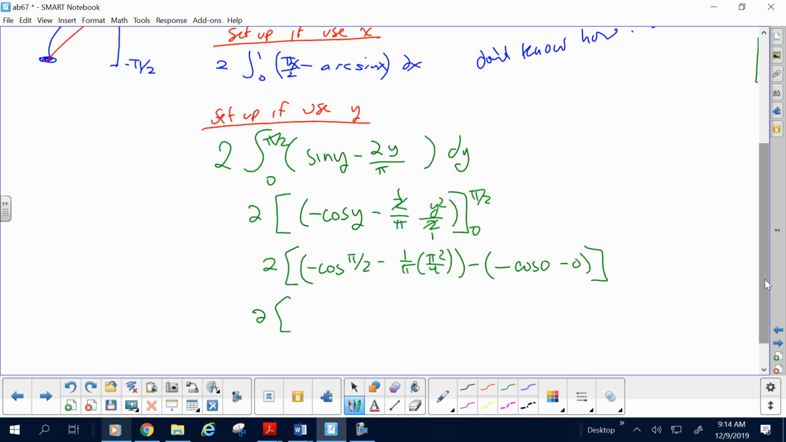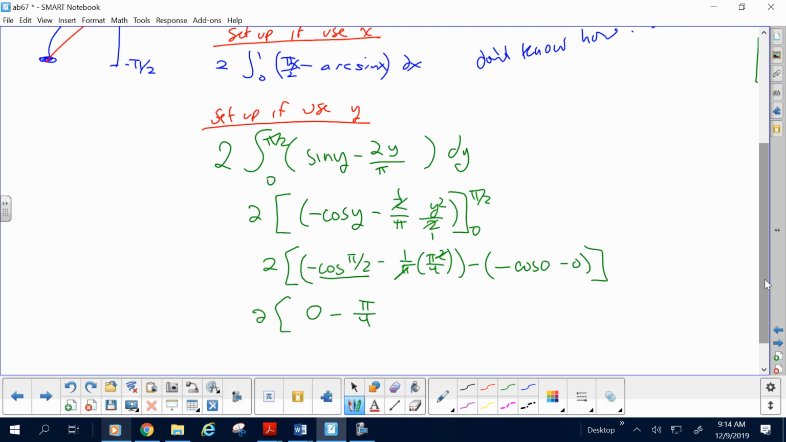What is cosine of pi over 2? 0. And when I multiply negative 1 over pi times pi squared over 4, pi drops out. So that leaves me with negative pi over 4 there, yeah? All right. And what about cosine of 0?